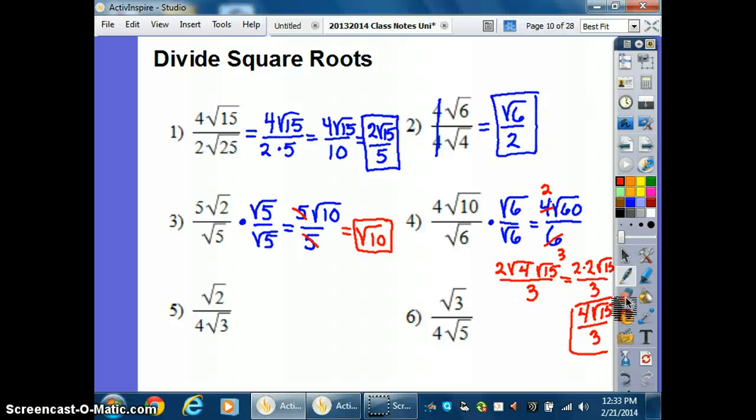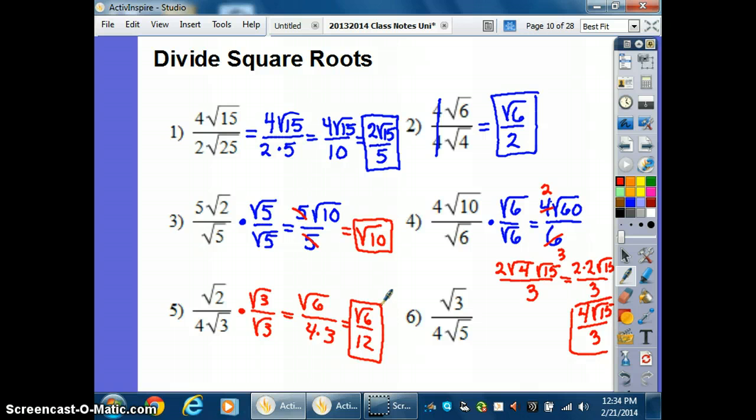Alright, let's do the next one. This one's easier. Number 5. Okay, we'll multiply by square root of 3 over square root of 3 to make this radical disappear. 2 times 3, 6. Radical 6. 3 times 3 is 9. So it's 4 times 3, square root of 6 over 12. Done.